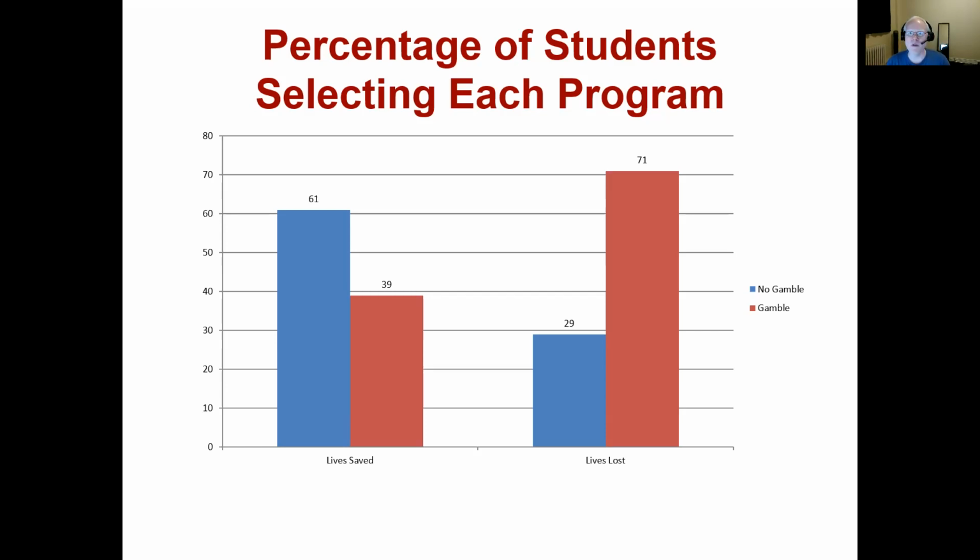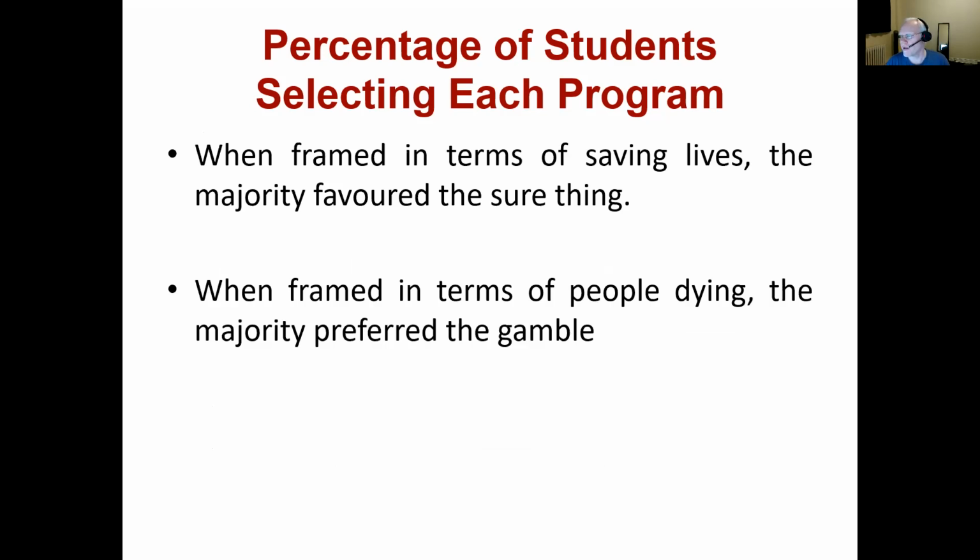But how the language is presented made a change in what options were preferred, and that's based on all the lists that we had, from expected utility, doesn't make sense. So when it's framed in terms of saving lives, the majority favors the sure thing. When framed in terms of people dying, the majority preferred the gamble.